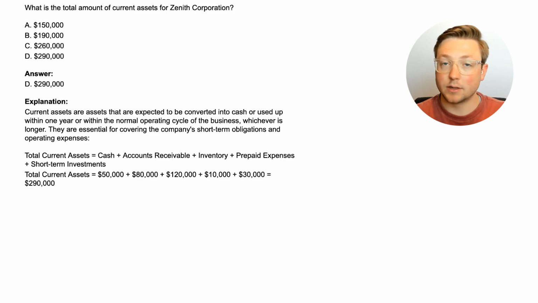So here's a basic formula for calculating total current assets. Cash is always current. Accounts receivable, usually a lot of it is current, if not all of it. Inventory, prepaid expenses, and short-term investments. These are all typically short-term or current assets. So when you add those all up, the $50,000 of cash, $80,000 of accounts receivable, $120,000 of inventory, $10,000 of prepaid expenses, and $30,000 of short-term investments, you get $290,000. So not too difficult once you remember what current assets are.